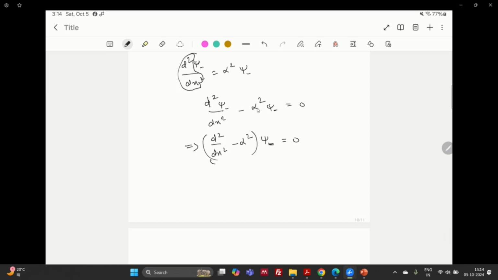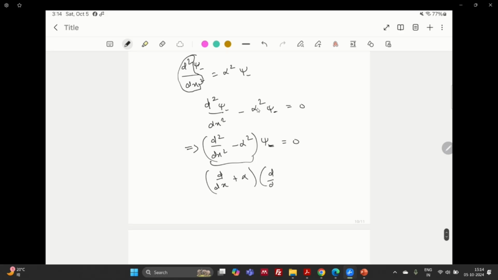So what will be the solution of this? I can write it like this: d by dx plus alpha, d by dx minus alpha, psi minus equal to 0. Okay, what will be the solution of this? What is the possible value of d by dx and all of that? So there are three cases we can make. Psi minus equal to 0 will give you 0, but we are not interested in that, right? That's a trivial solution, so we'll discard it.